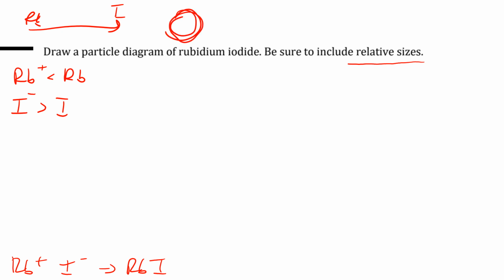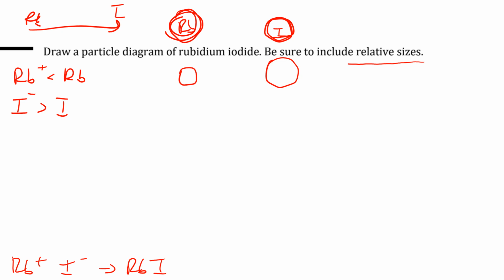So if this is rubidium, and then iodine is going to be here, like this is a regular one, then we know that a rubidium ion will be a little bit smaller because it's going to lose a valence shell, and the iodide is going to be a little bit bigger.